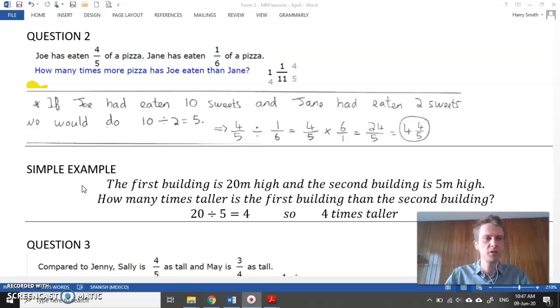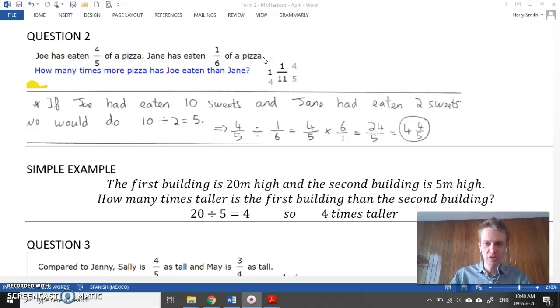Okay, next question. Joe has eaten 4/5 of a pizza. Imagine what that is. Picture that in real life. You've got a whole pizza cut into 5 slices, and he's eaten 4 of them. Jan has eaten 1/6 of the pizza. Imagine another pizza cut into 6 slices, and she's eaten 1 of those slices. How many times more pizza has Joe eaten than Jane?